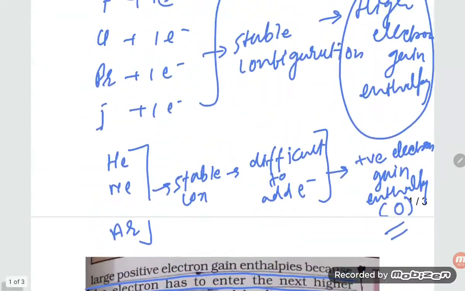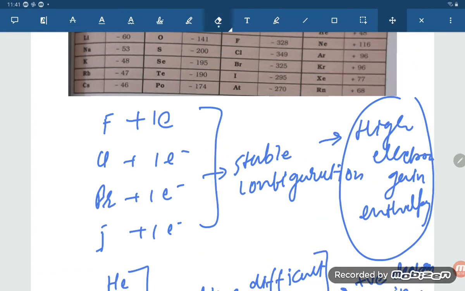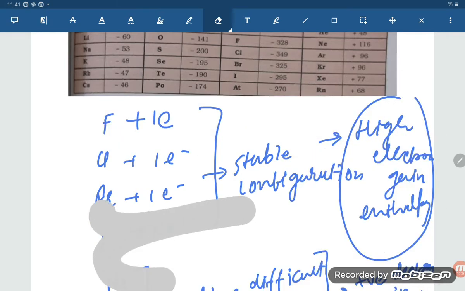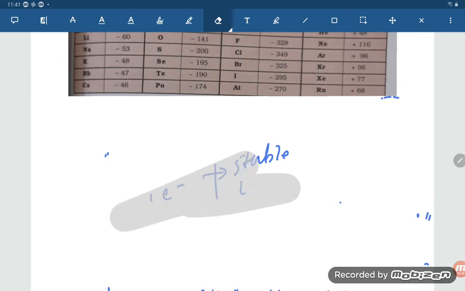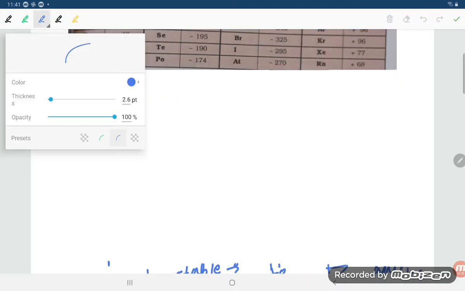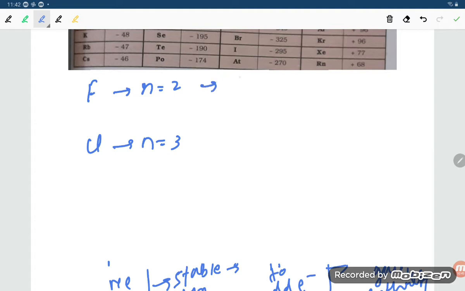I am explaining again what is the meaning of this paragraph, student. Suppose we have fluorine and chlorine. These correspond to n equal to 2 and n equal to 3. So here it is difficult to add an electron, but here it is easy to add an electron.